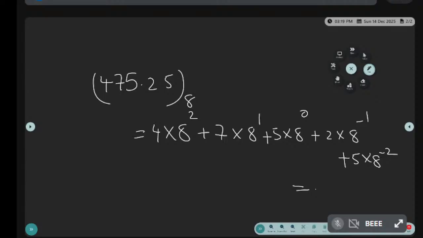317.28 change. Don't waste the time. 317.32 change. 317.32813 base 10. So that octa is completed.